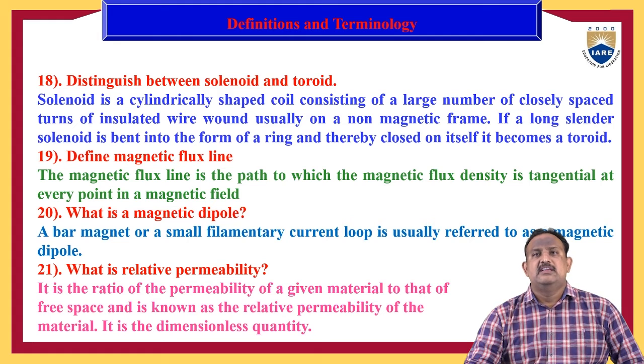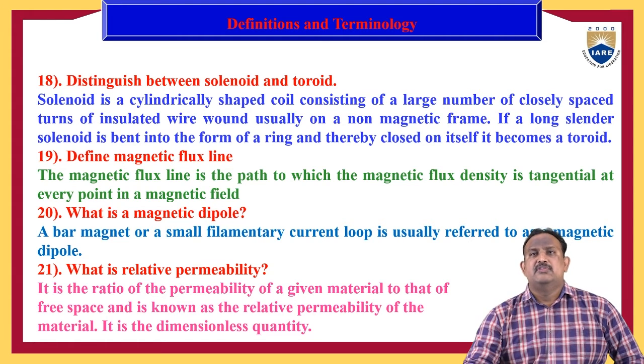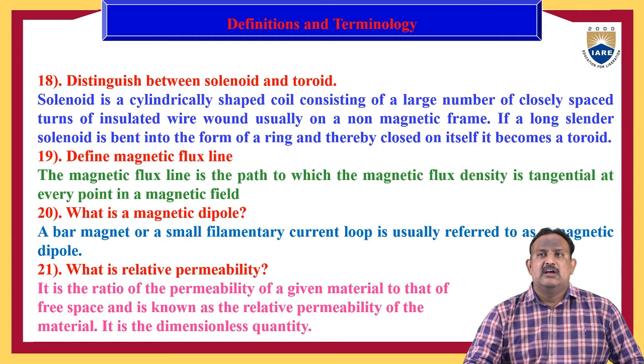A solenoid is a cylindrically shaped coil consisting of a large number of closely spaced turns of insulated wire wound usually on a non-magnetic frame. If a long slender solenoid is bent into the form of a ring and thereby closed on itself, it becomes a toroid.